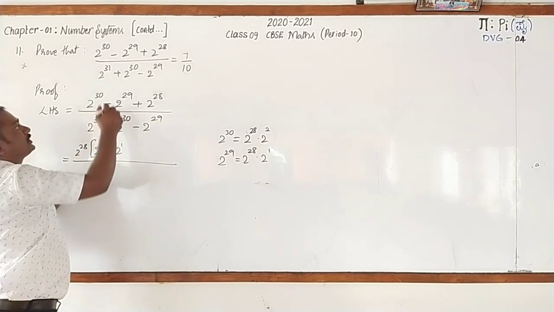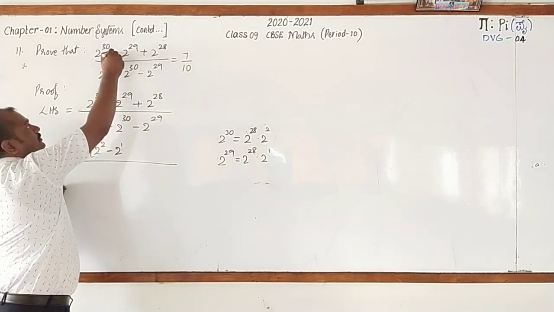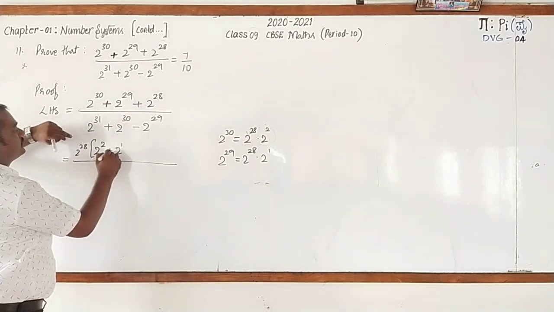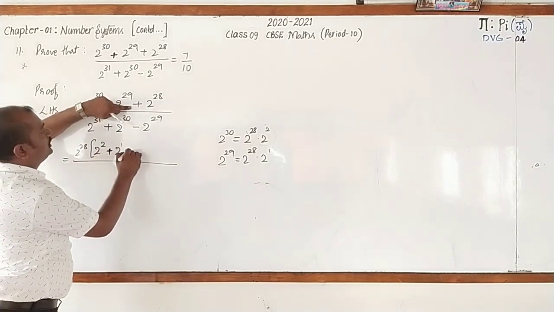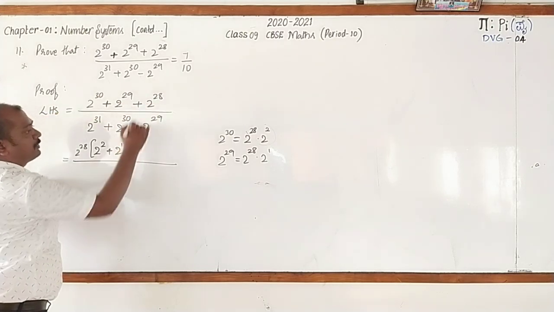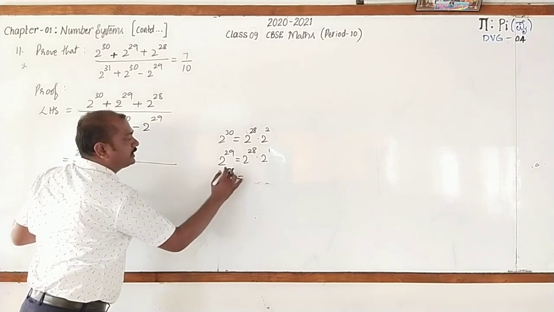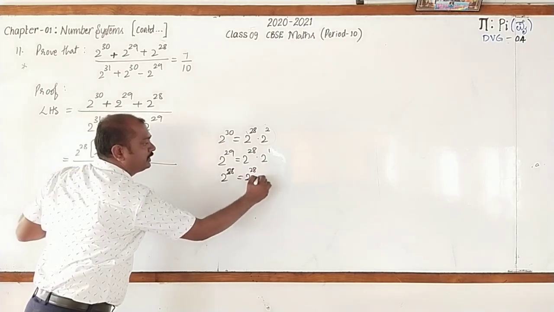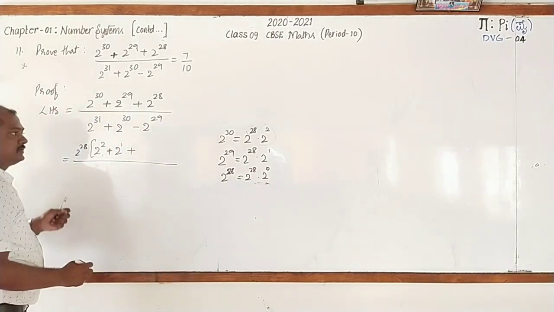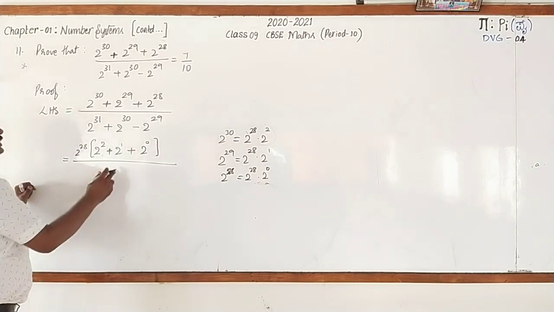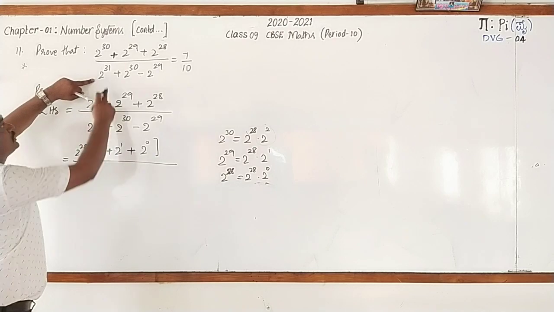In the question, here actually this is plus sign. You make it as plus sign. Okay, this is plus. Now, it is 2 raised to the power 28. We have taken already 2 raised to the power 28 as common factor. It will be 2 raised to the power 28 into 2 raised to the power 0. So it will be 2 raised to the power 0 divided by 2 raised to the power 31.